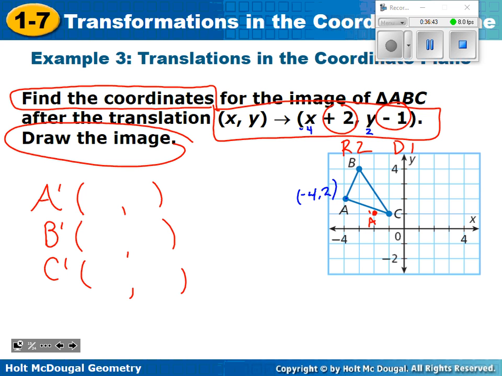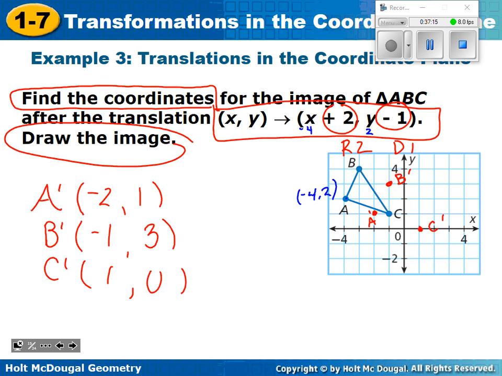Okay, so let's go ahead and do that for all of the points. This says right 2, down 1, right 2, down 1. B is going to go right 2, down 1. And C is going to go right 2, down 1. Where are my coordinates for A prime now? Very good. Negative 2, positive 1. Where are the coordinates for B prime? Negative 1, 3. Where are the coordinates for C prime?